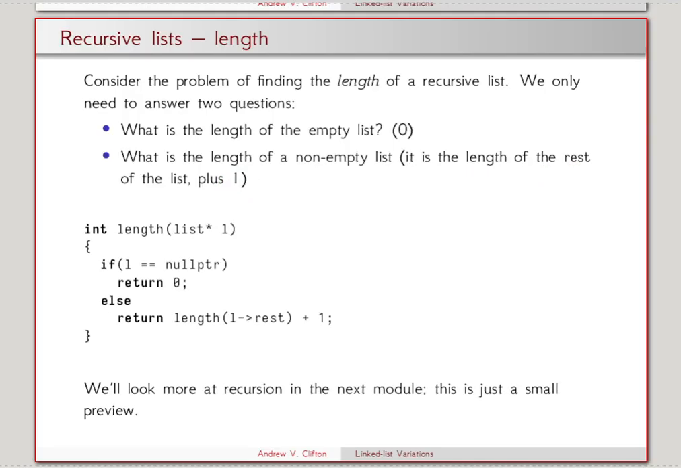That leads to this code right here. If my list is empty, then we just return 0. If my list is non-empty, then we just say, okay, how much stuff is in the rest of the list, and then add 1 to it. This is actual working code, not pseudocode or anything like that. This will correctly give you the length of a recursive list. So it's just a little bit of a preview of some recursion stuff. We'll look at it a lot more in the next module. For recursive lists, there's no list class. We just deal basically entirely with list pointers.